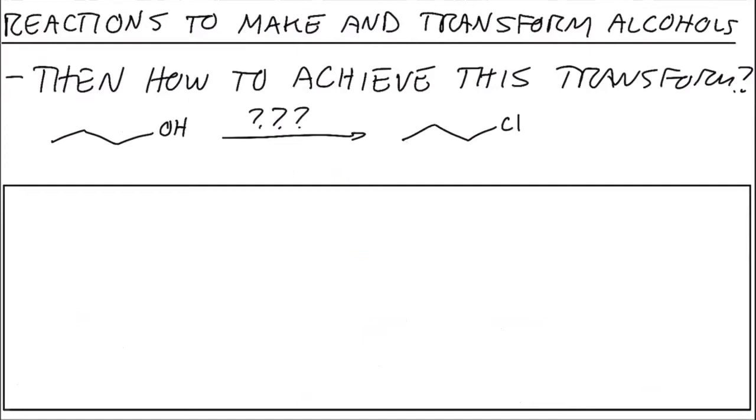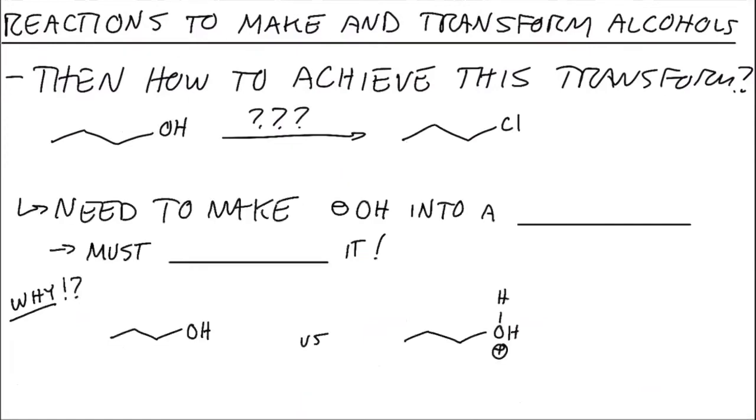So what the heck is that method? How will we know what to do? Well, what we need to do is have that OH be a leaving group, but it doesn't do it by itself. So we need to turn it into a better leaving group. And so in order to do that, what we're going to do is protonate it. Why do we need to protonate it?